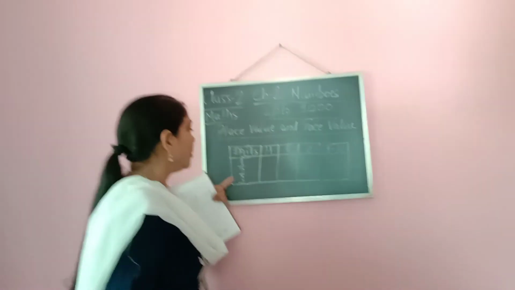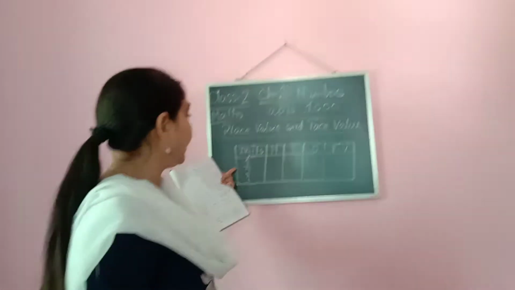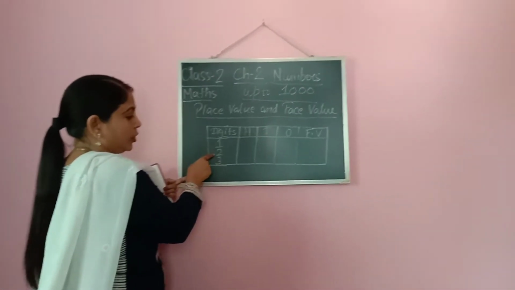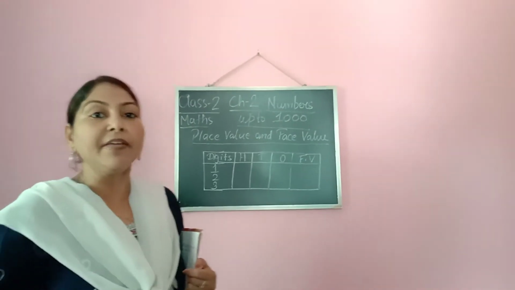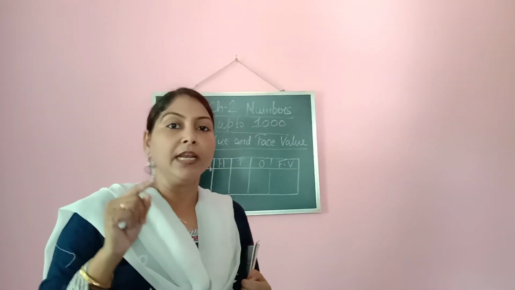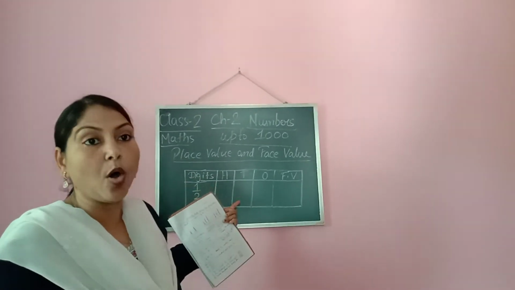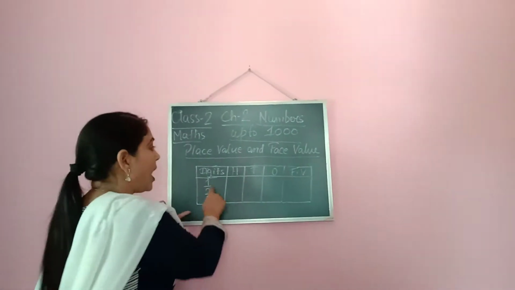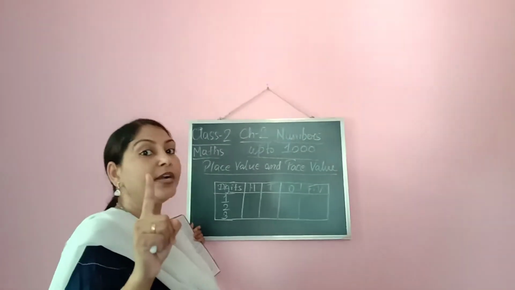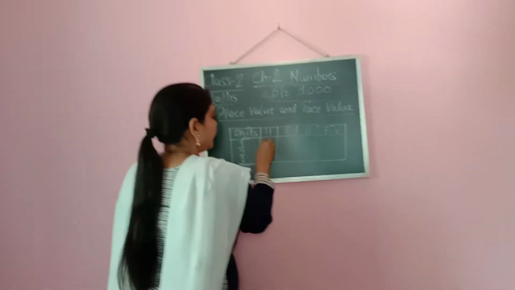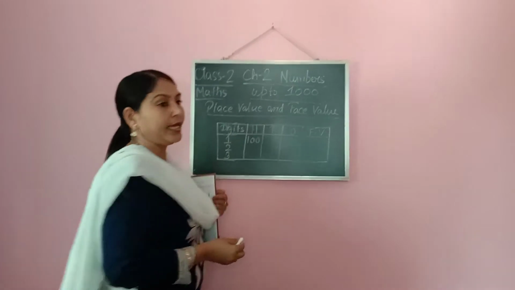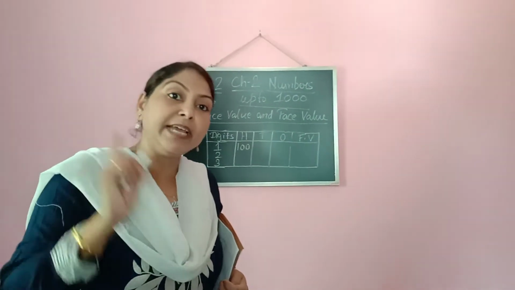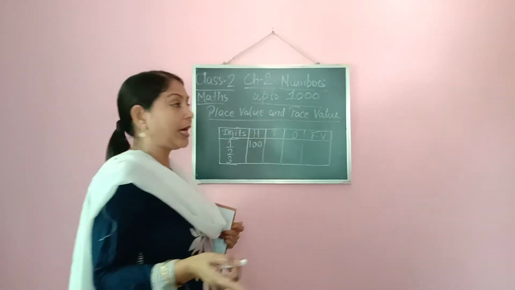Okay. Now look here, I have written 3 numbers. What are the 3 digits? 1, 2 and 3. Now if I have to say what is the place of 1 in the hundreds place, how will we write 1 in 100? So 100, how do we write? In this way.